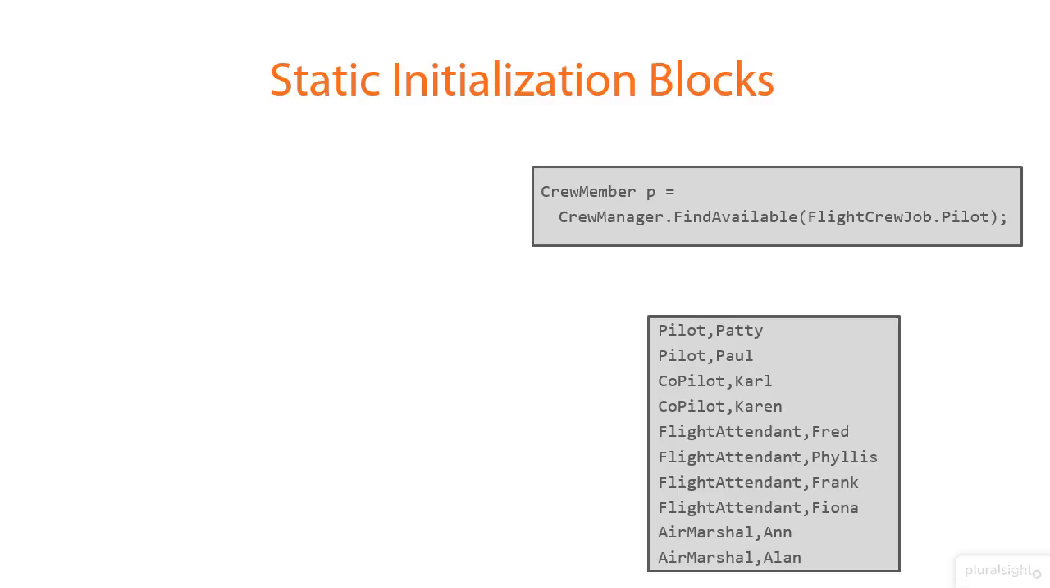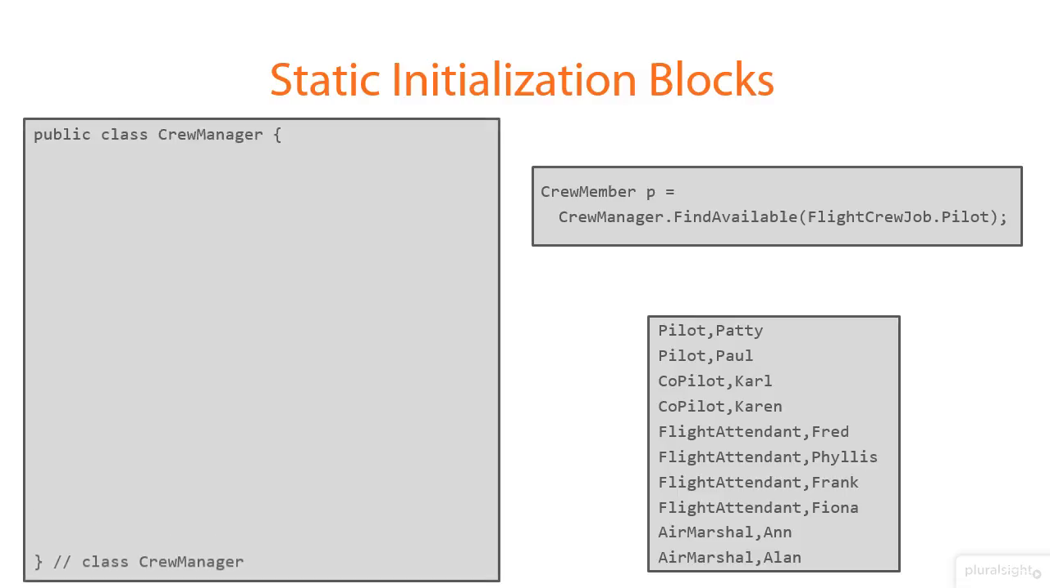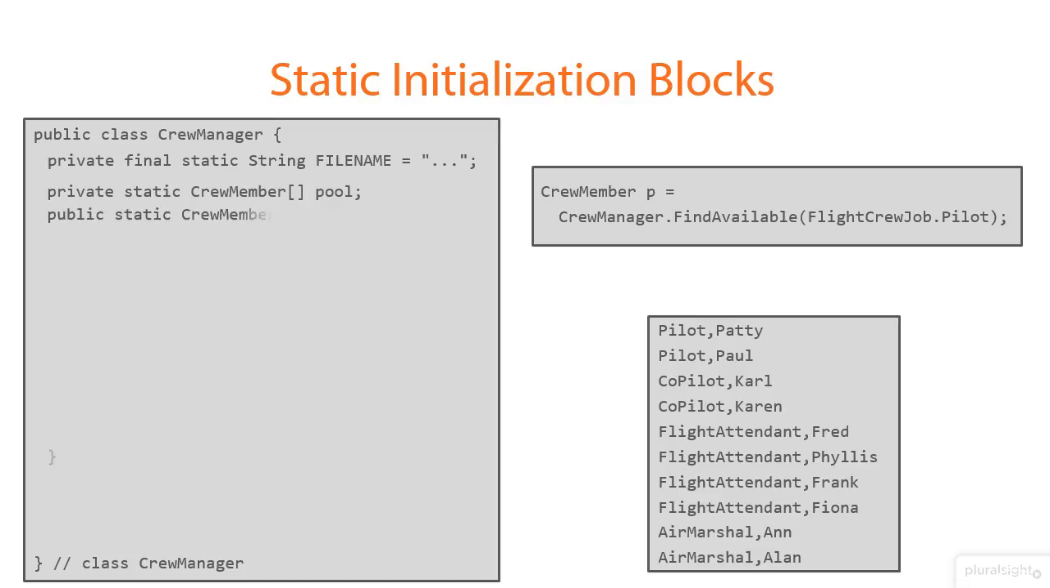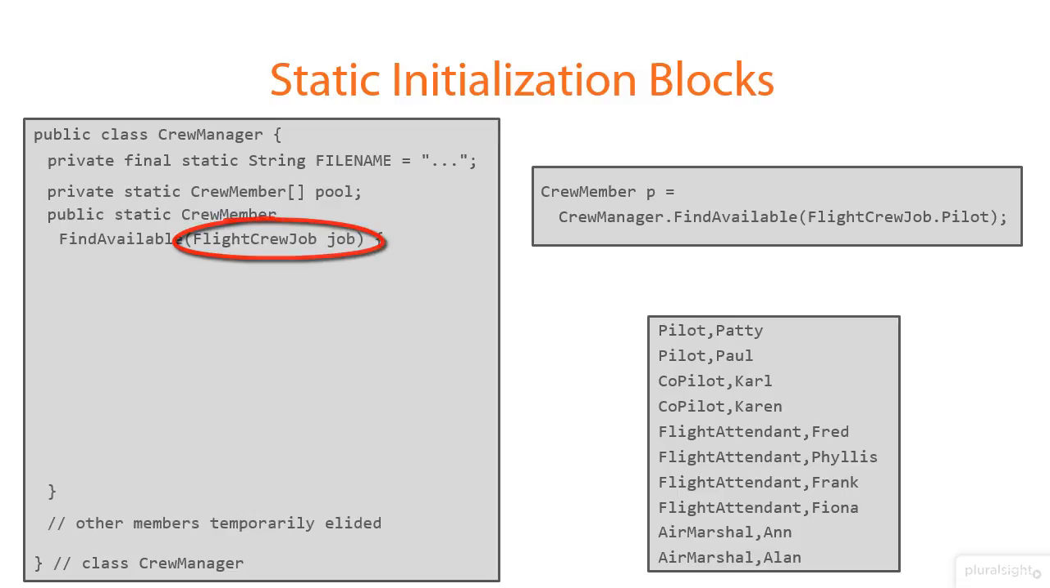Now the idea of find available is pretty simple, right? As we lay out our crew manager class, of course we'll need to have a constant for the file name we want to load from. We'll need to have the array of crew members that we'll call pool. And then we can go and have our find available method. Again, it accepts the job as a parameter, and the implementation is pretty straightforward.